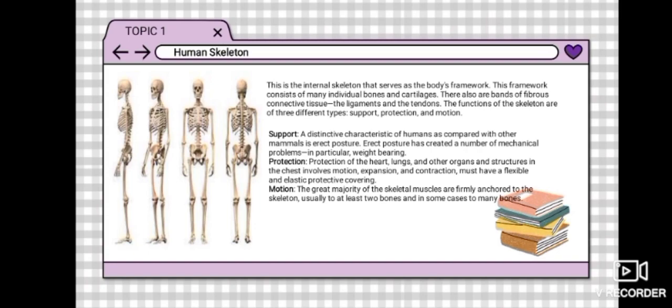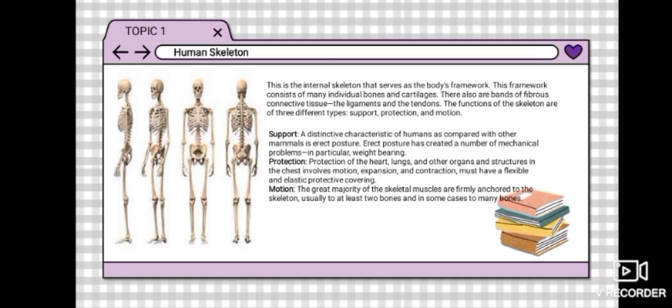Protection. Protection of the heart, lungs, and other organs and structures in the chest involves motion, expansion, and contraction. It must have a flexible and elastic protective covering. This covering is provided by the bony thoracic basket or rib cage, which forms the skeleton of the wall of the chest or thorax. The third general function of the skeleton is that of motion.